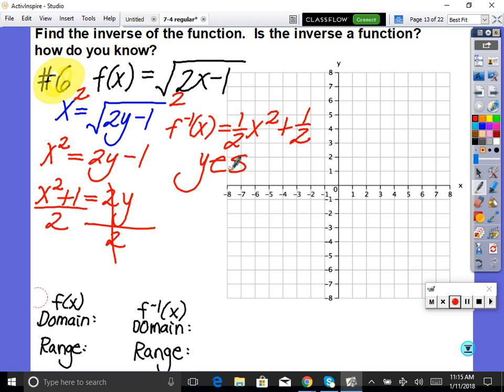Good point. So that's why we're going to talk about the domain and range now. He's making a good point, and I'll point that out in a second. Okay, let's look at the domain and range here. This is really important, actually. So everybody, let's look at this.